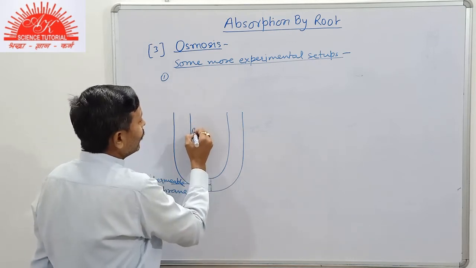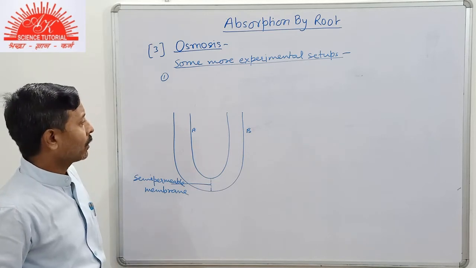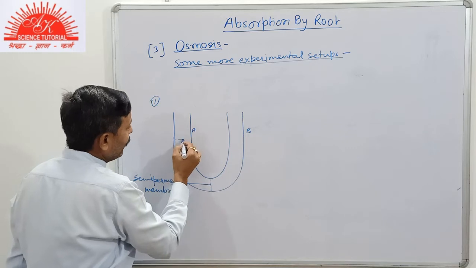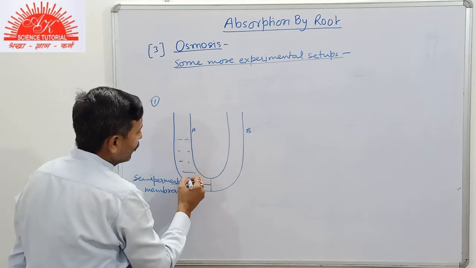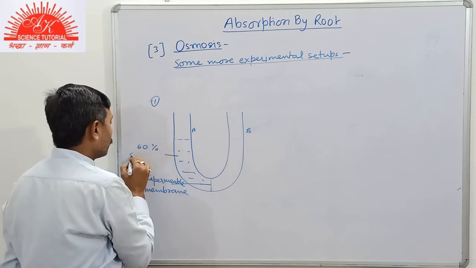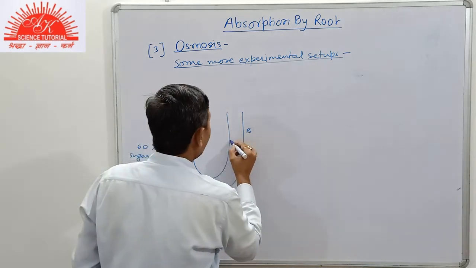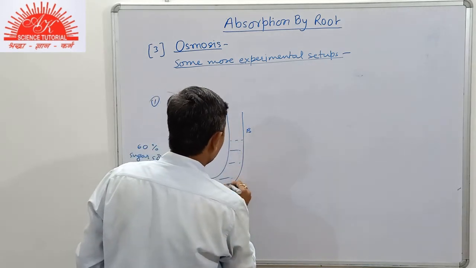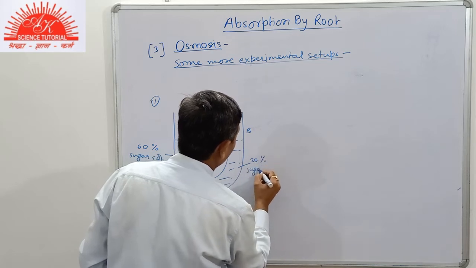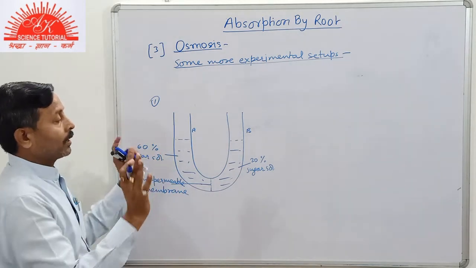And then in the two limbs we will place two different types of solutions. Like suppose in limb A we take 60% sugar solution, and in limb B suppose we take 20% sugar solution. Now this is the setup.